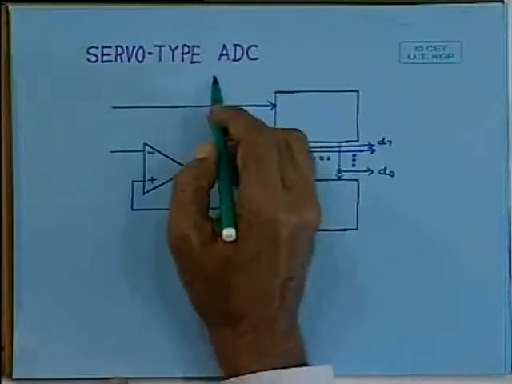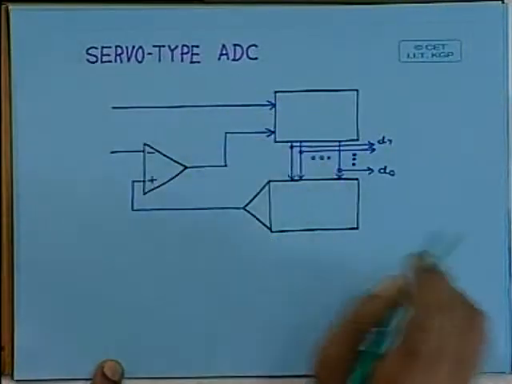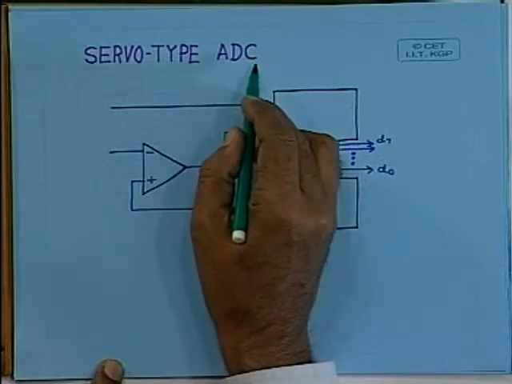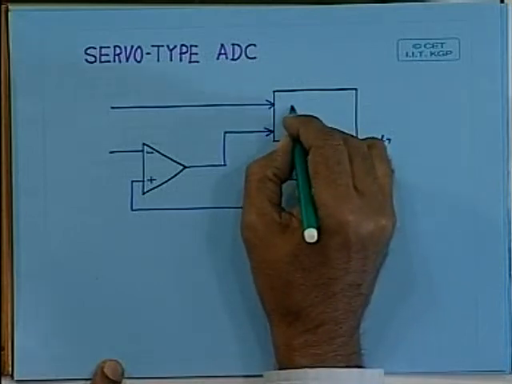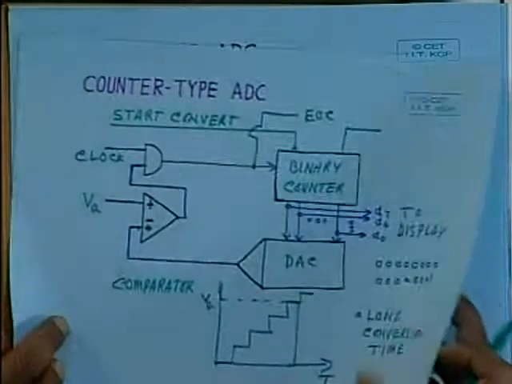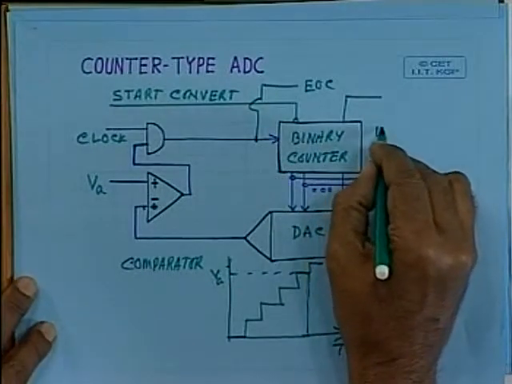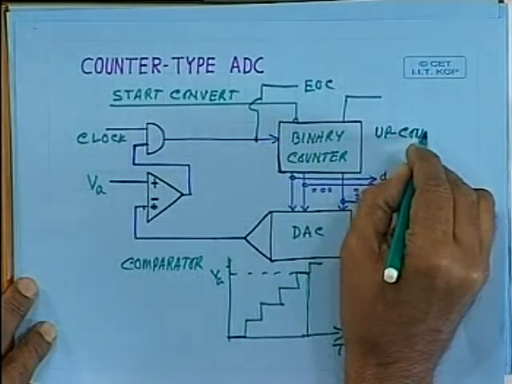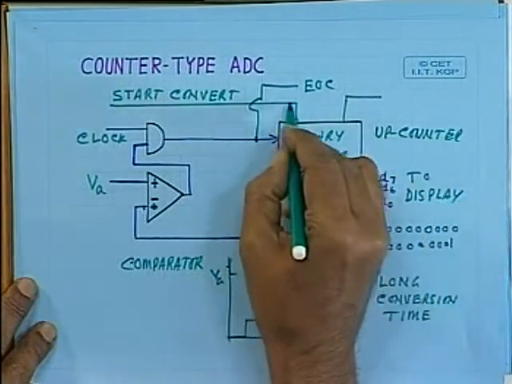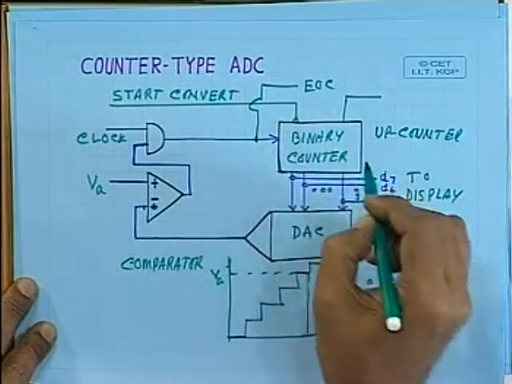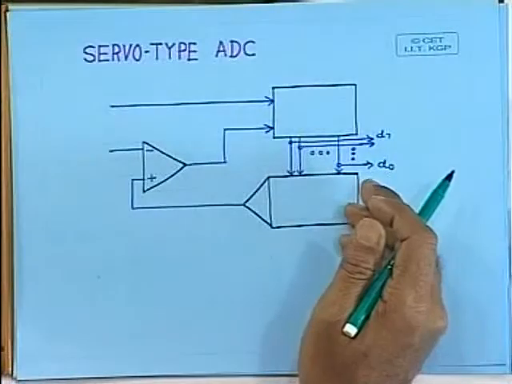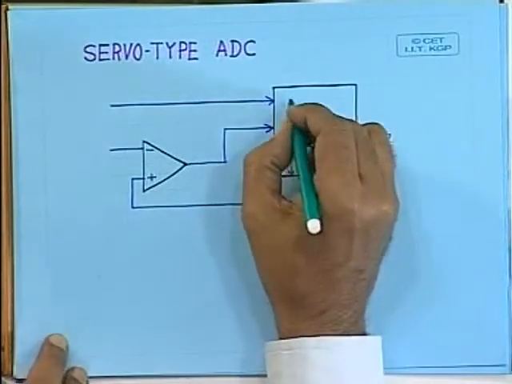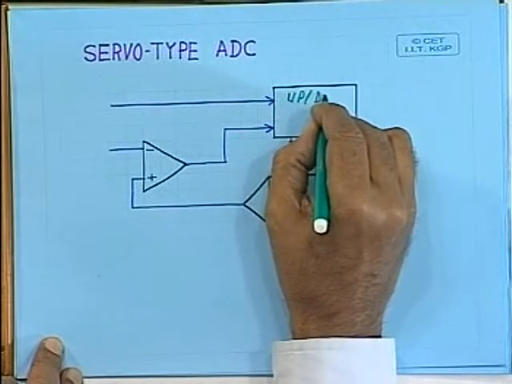The second type of similar AD converters, this is rather the third, is the direct type analog to digital converter. Here, instead of a simple up counter, in the previous case this was a binary counter, but essentially it was an up counter. After it was initialized, start conversion, it was made 0, then up counting was going on. On the other hand, in this particular case, you use one up-down counter.